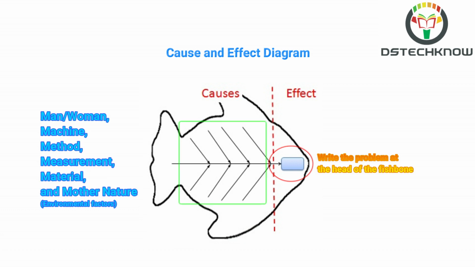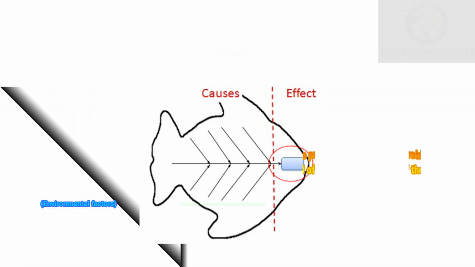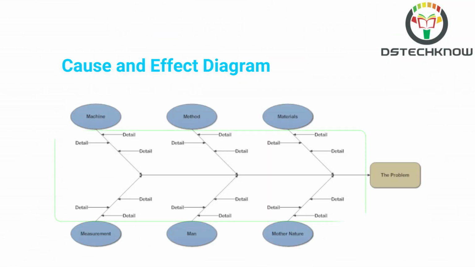Generally the 6 M's are the ones that are used, which are man, machine, method, measurement, material, and mother nature. But it's absolutely up to the project manager or the Six Sigma professional to gauge which of these causes he wants to plot. Once the high-level categories are created, our next step is to collect the causes.